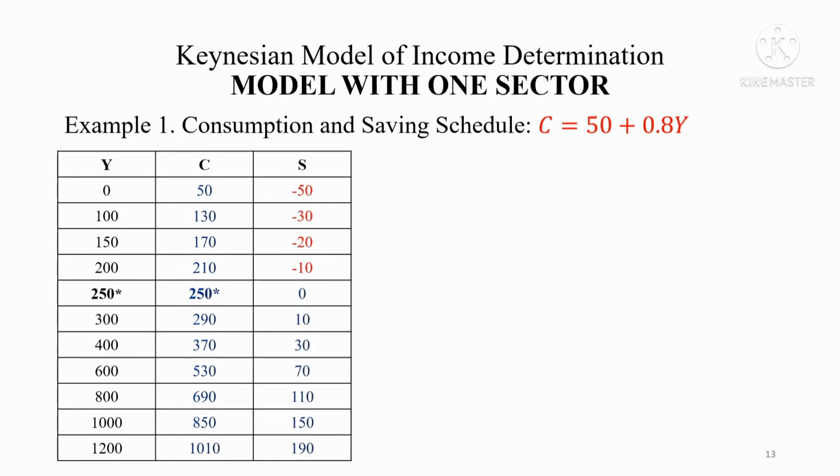We can also solve for the saving using its formula. So again, S is equal to Y minus C. So using the first and second column, we can now easily solve for the third column. So at 0 level of income, consumption is 50. So saving is negative 50. So 0 minus 50 is negative 50.